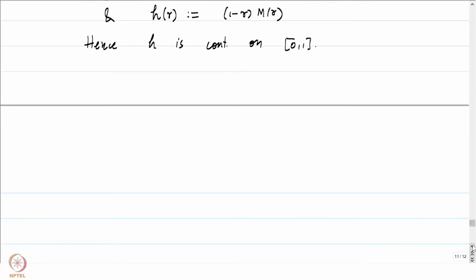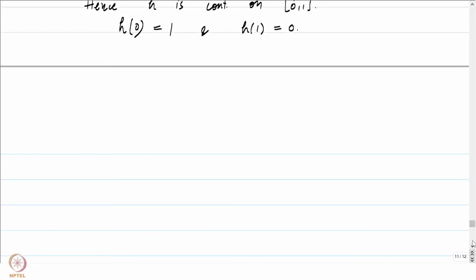Let's observe a few things. What is h of 0? h of 0 is 1 times m of 0. m of 0 is mod f prime of 0, which is equal to 1. And h of 1 is just equal to 0. So by continuity, there is a neighborhood of 1 where it is strictly less than 1.